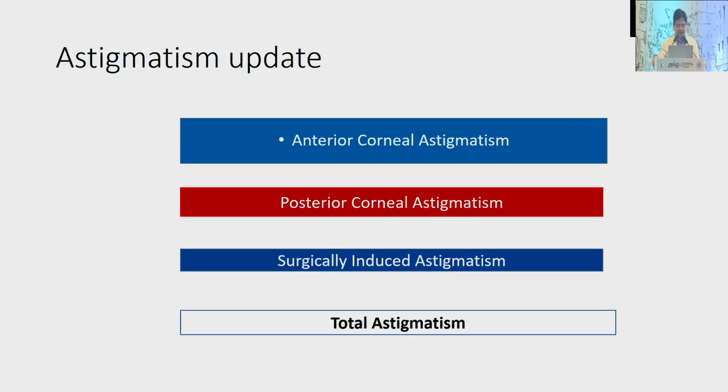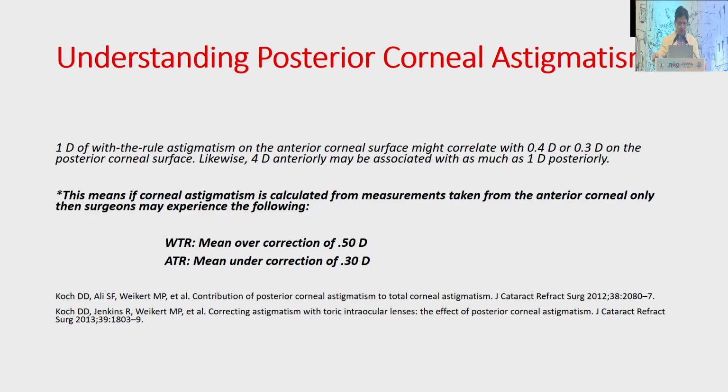Now, an astigmatism update: initially we used to consider only anterior corneal astigmatism, but nowadays we have to add posterior corneal astigmatism and SIA, which gives the total astigmatism. Now, understanding posterior corneal astigmatism, because for the last 5 to 7 years we have been talking too much about it. This means if the corneal astigmatism is calculated from measurements taken from the anterior cornea only, we may land up in overcorrection in with-the-rule astigmatism or undercorrection in ATR, that is against-the-rule astigmatism.